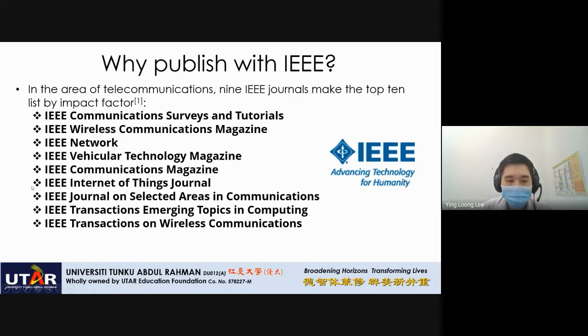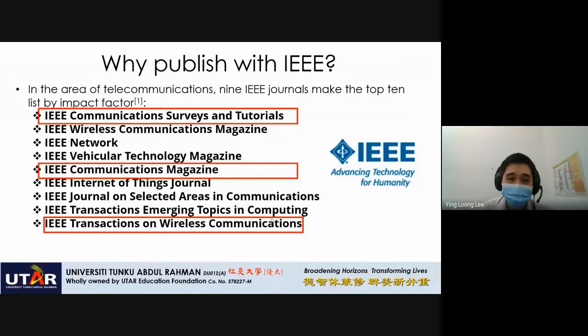And then we have transactions and journals, which are more on the technical work, like IEEE Internet of Things Journal, JSAC, Journal on Selected Areas in Communications, Transactions on Emerging Topics in Computing, on Wireless Communications, and many more. So far, my achievement, right, I've actually published in 3 of these journals: IEEE Communication Surveys and Tutorials, Communications Magazine, and also Transactions on Wireless Communications.